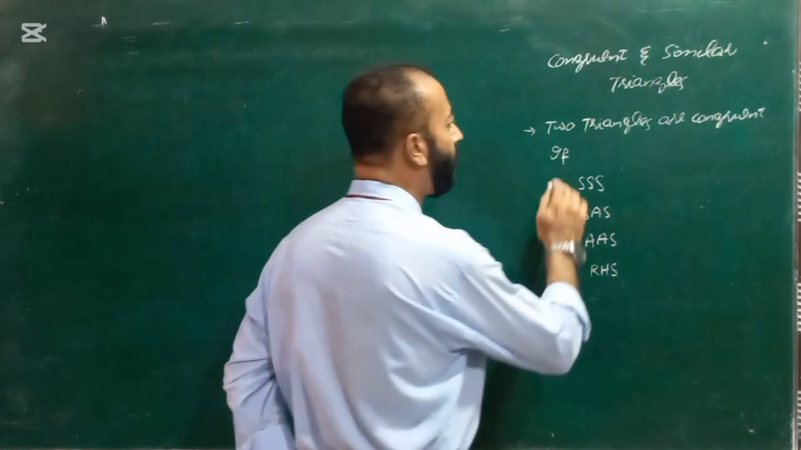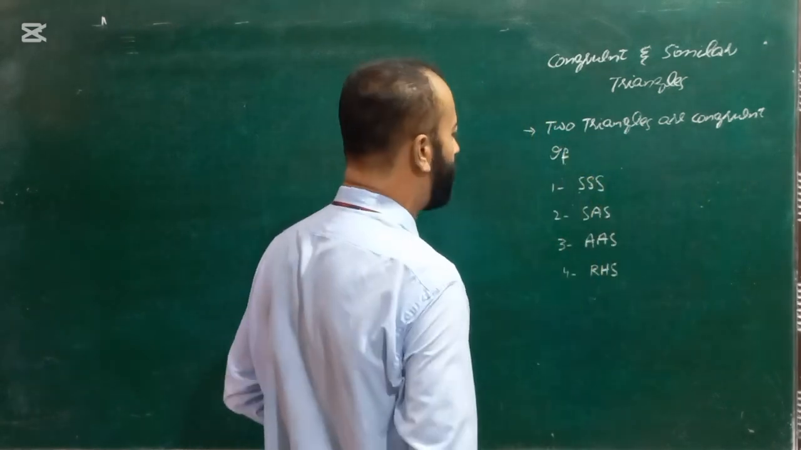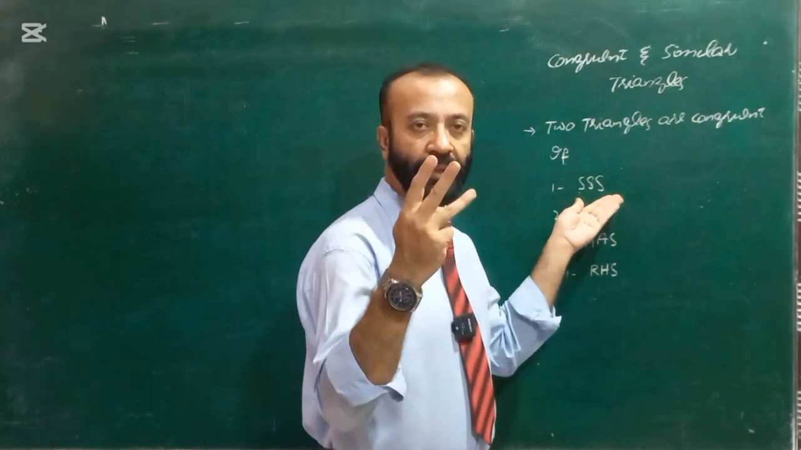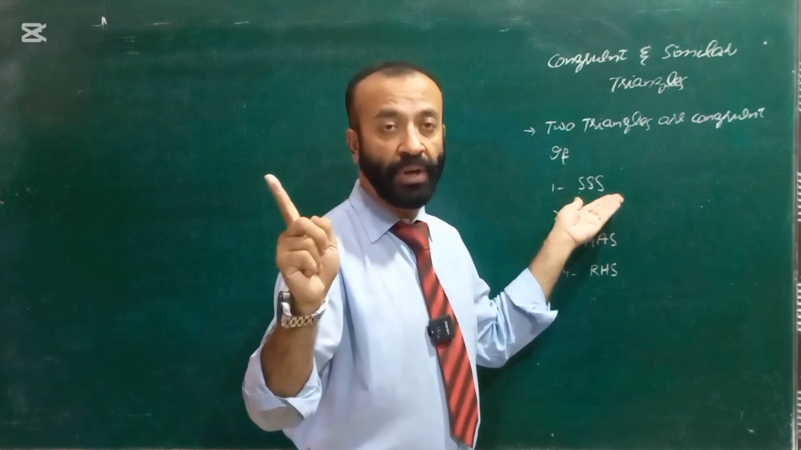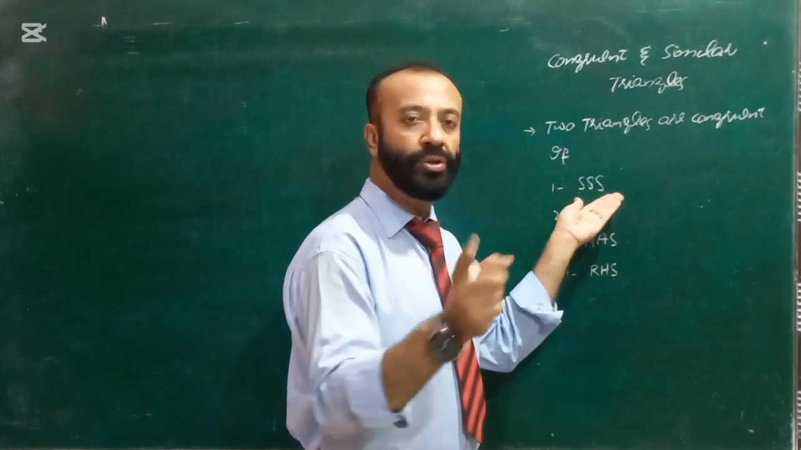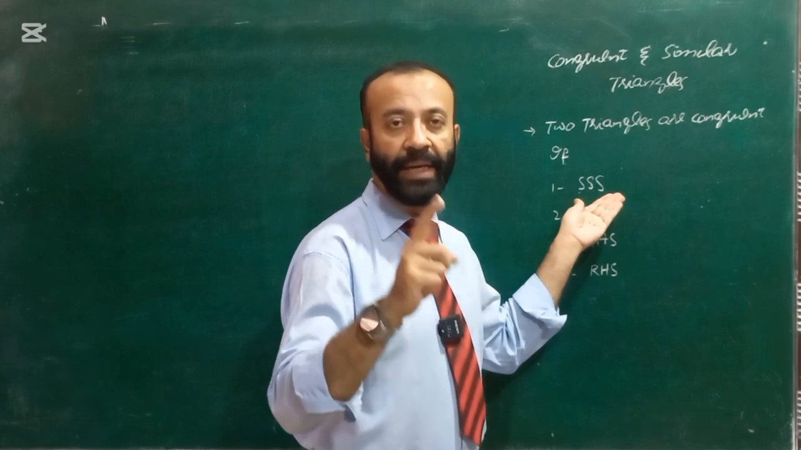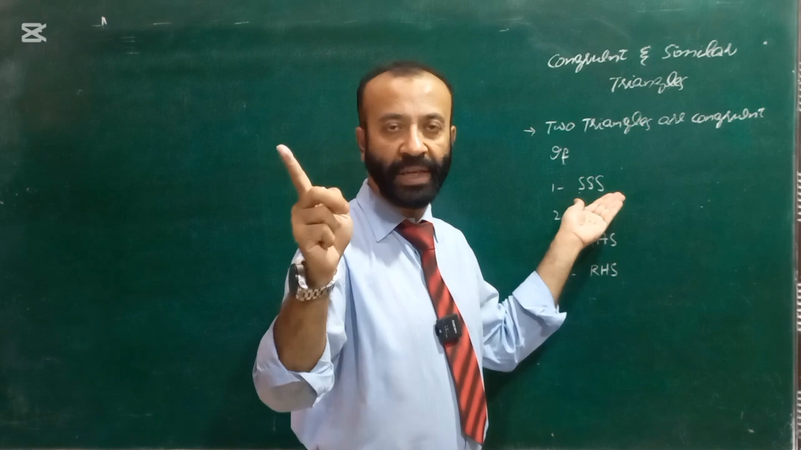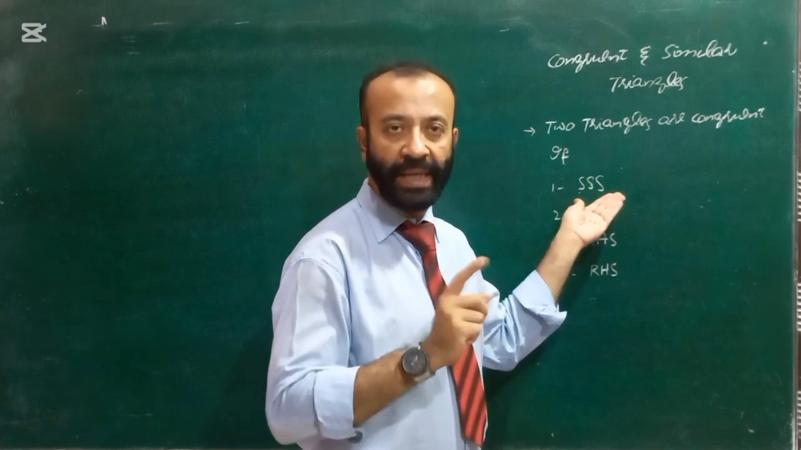Look now. Two triangles are congruent if there are four conditions. Side, side, side. It means if three sides of one triangle are the same as the corresponding three sides of the other triangle, then the two triangles will be congruent. And this property is called side, side, side. All three sides of one triangle are equal to all three sides of the other triangle.